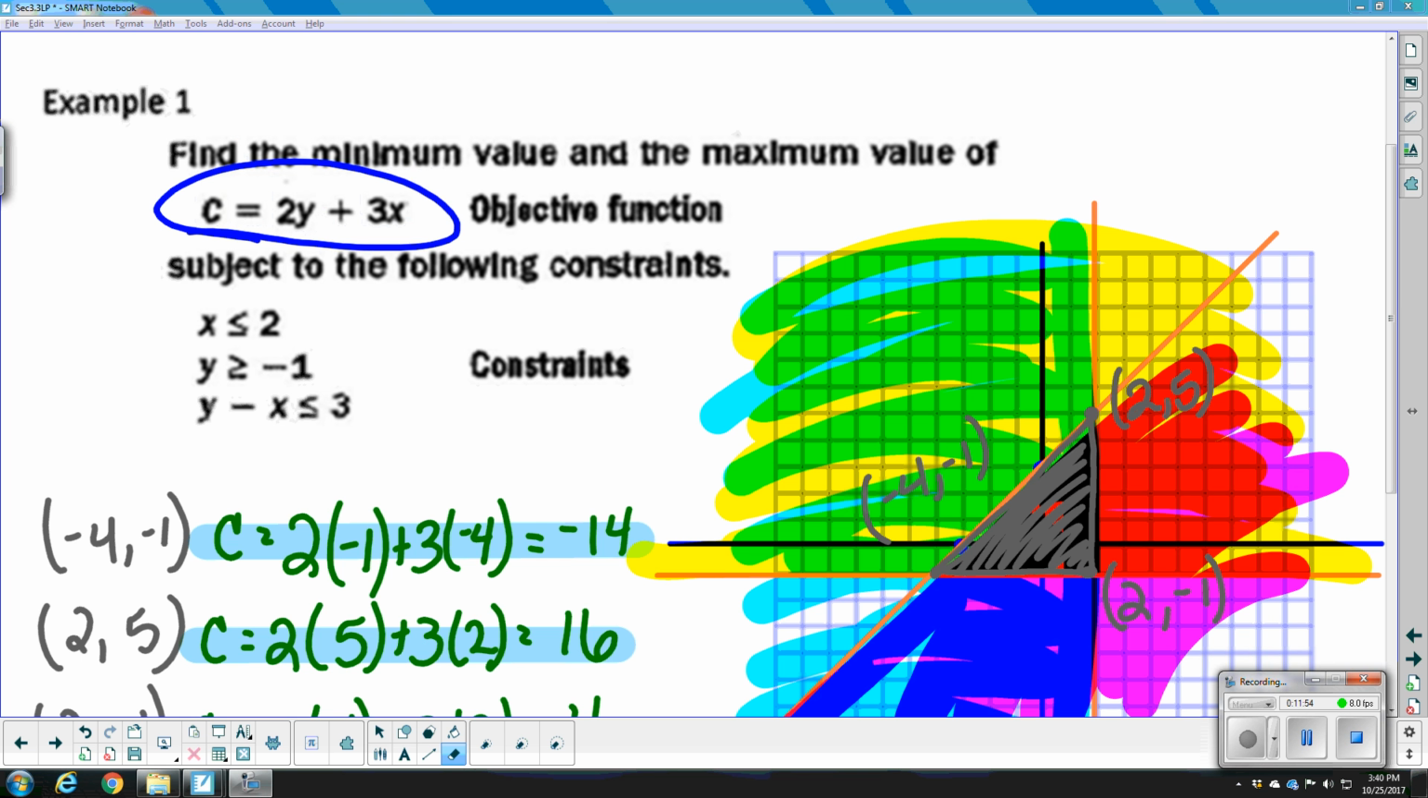Try the next example on your own. Please pause the video while you work, and then you can unpause and I'll go through the solution.